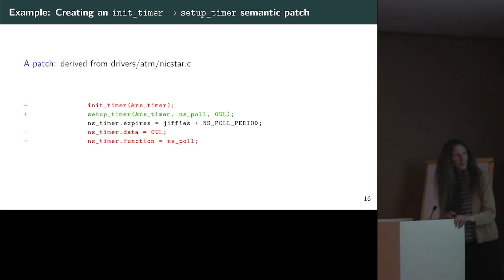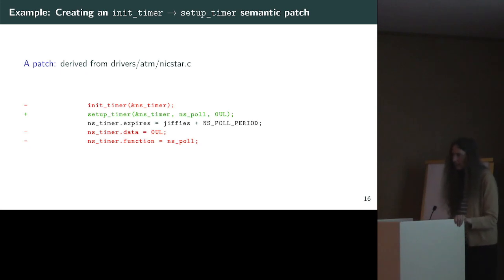So here we have a patch from some random driver, and this shows basically the kinds of things I talked about before. We have the init timer call, we have the initialization of the data field, we have the initialization of the function field. And as I mentioned before, the person didn't change this expires field because that's not part of the initialization process. And we replaced the whole thing by setup timer.